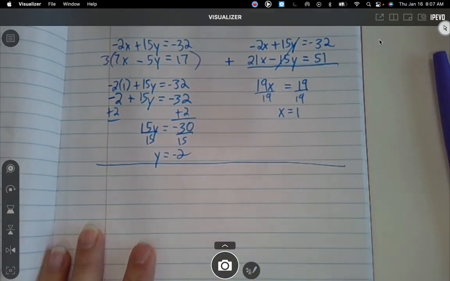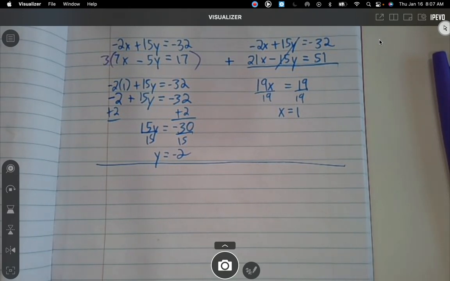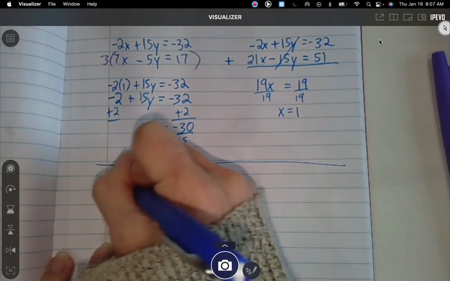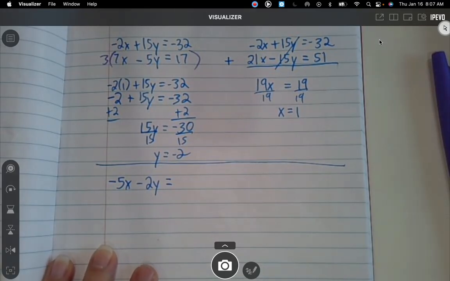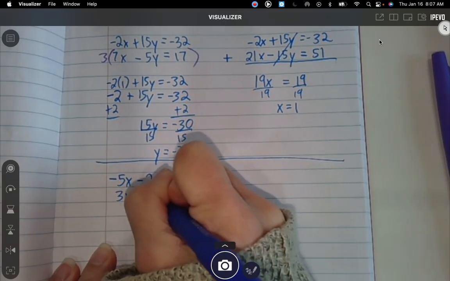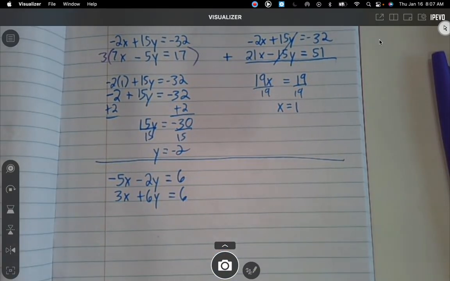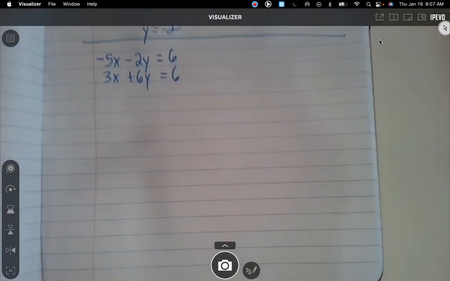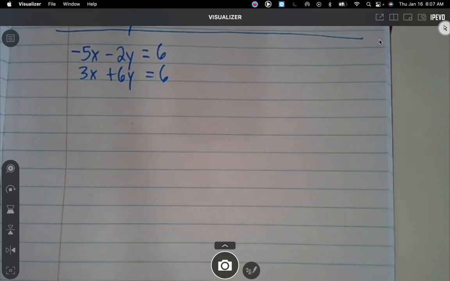Okay. If I have negative 5x minus 2y equals 6, and 3x plus 6y also equals 6. Okay, so what matches, the x's or the y's or neither? Neither. So let's decide. Let's look. 3 and 5, I can't think of anything to multiply by 3 to get 5. What about 2 and 6? Can I get 2 to 6? How? Multiply by 3. Multiplying's easier.